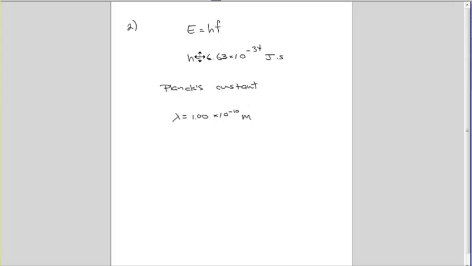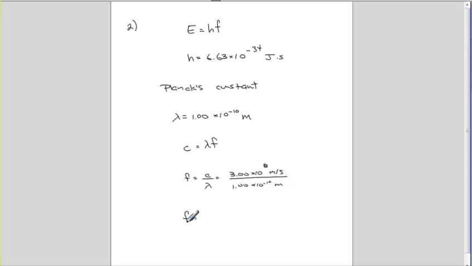What we need to do to calculate energy is find the frequency. So we have the second relationship that says that the speed of light is the product of the wavelength times the frequency. So given the wavelength, we can solve for the frequency, and it's going to be equal to the speed of light divided by the wavelength. And the speed of light is 3.00 times 10 to the 8 meters per second. And the wavelength is 1.00 times 10 to the minus 10th meters.